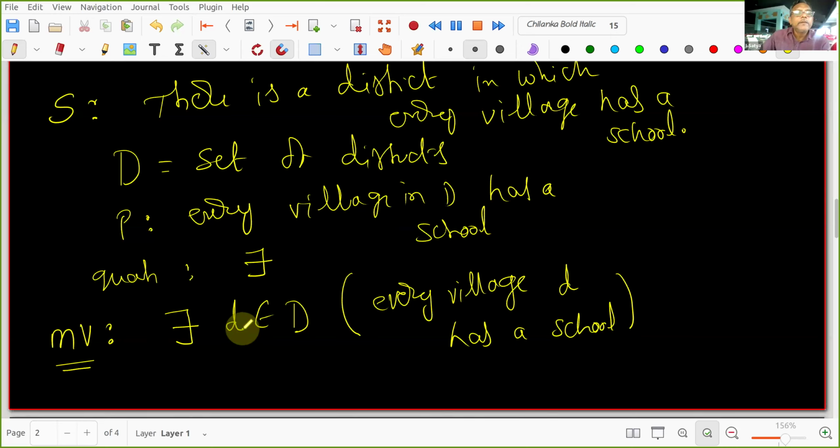Okay, I'll repeat once. What she told is that there is a district, which means there exists a small d belonging to capital D. Capital D is the set of districts. It contains district 1, district 2, like that, right? For example, you are from Rajasthan, you know districts, right? We'll take a particular district d. Every village in d has a school. That's what we have written.